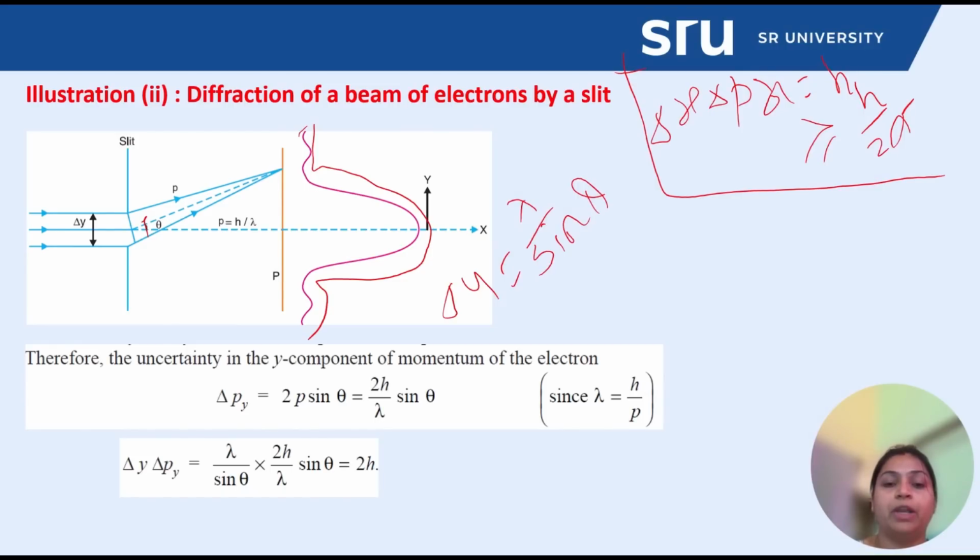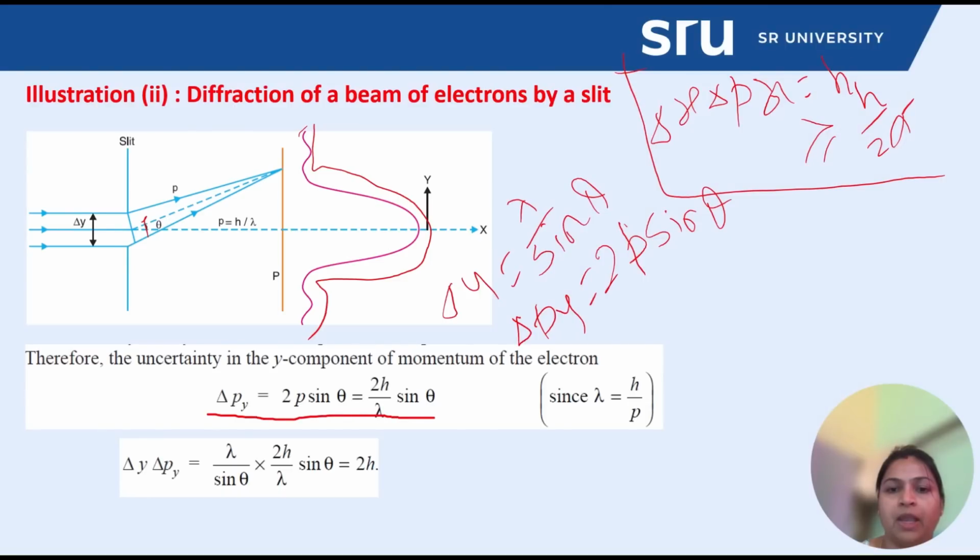the component of the momentum along the y-axis, delta py, will be equal to 2p sine theta. Since lambda is equal to h by p, we can write it as 2h by lambda sine of theta. So this is the value of delta py, and we have found delta y is equal to lambda divided by sine of theta.